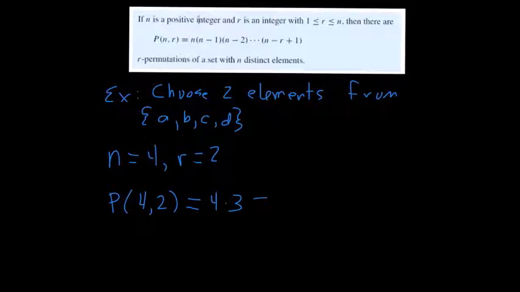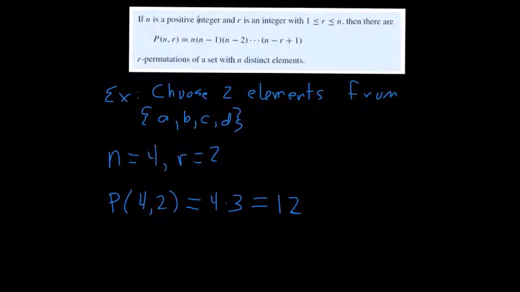So that is equal to 12. So there are 12 different ways to choose 2 objects from that original set of 4 objects. So you stop counting down on multiplication when you get one more than r.